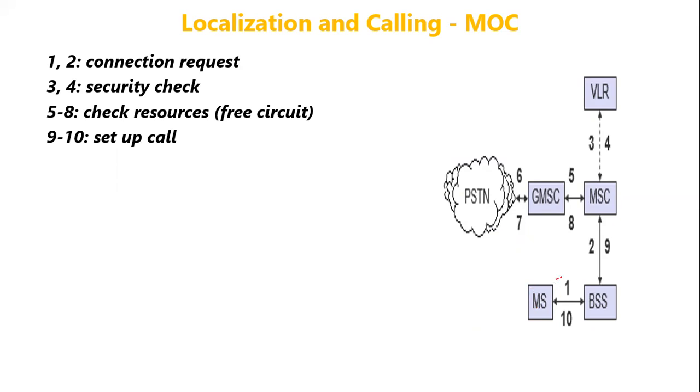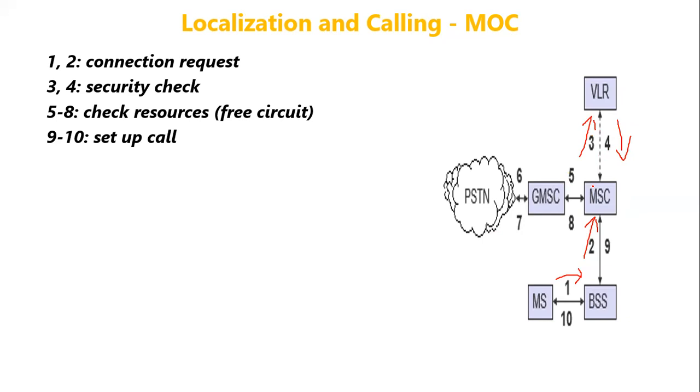So mobile station is placing a request to BSS to establish a call with so and so. That so and so can be either a mobile station or a fixed network. Okay. And BSS in turn places the request to MSC through step 2. And MSC checks the identity of the destination through VLR by placing a request to VLR in step 3. And VLR responds in step 4.